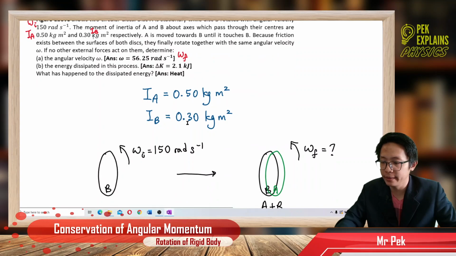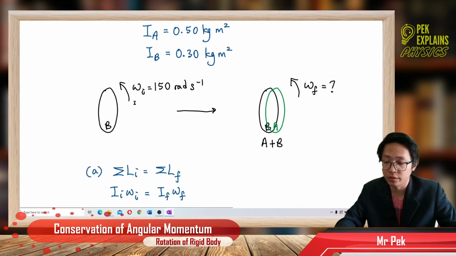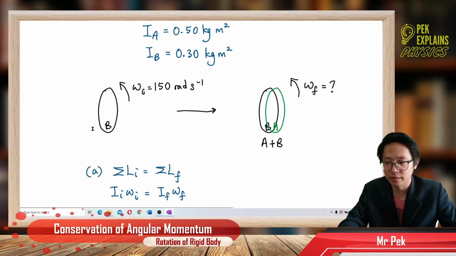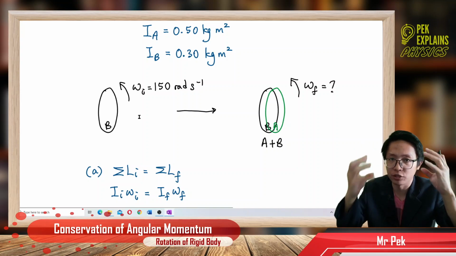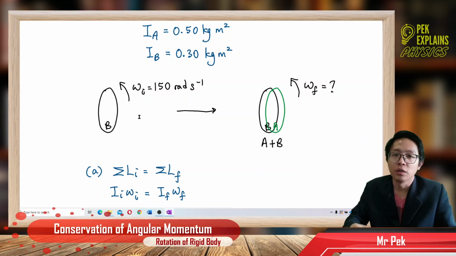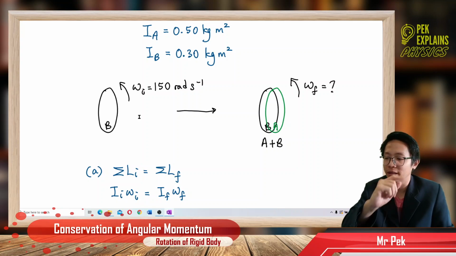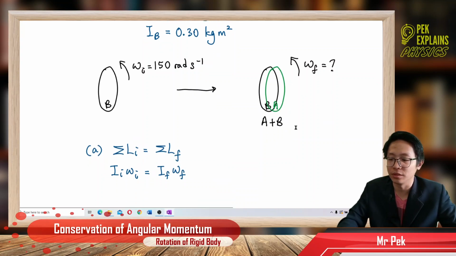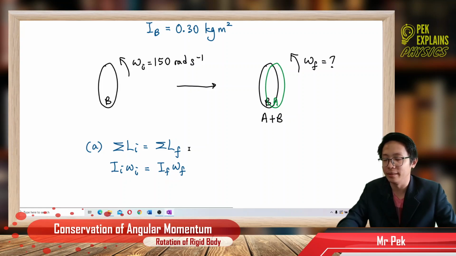So this is IA, IB. Let me picture out the situation. It's always a good practice to picture out our situation in physics, so that we have a clear picture. And once we have the clear picture, we can use the right concept, the right principle, to solve our question, isn't it? So always picture out our situation in simpler terms. B is rotating initially with this initial angular velocity. Now they combine, A and B. What is the final angular velocity?